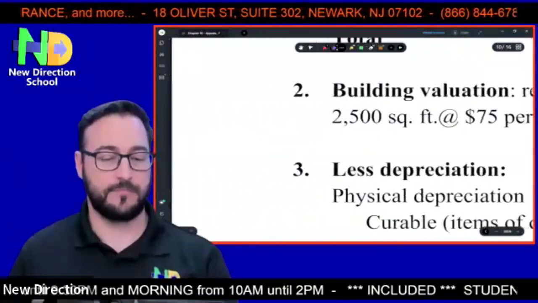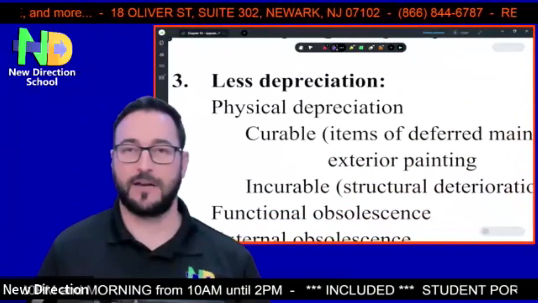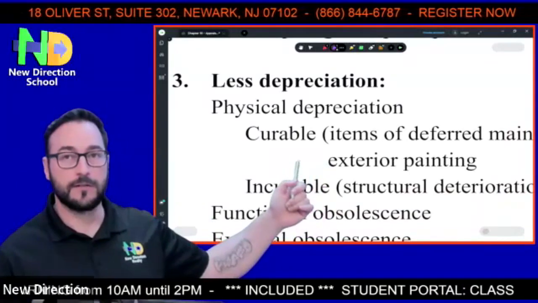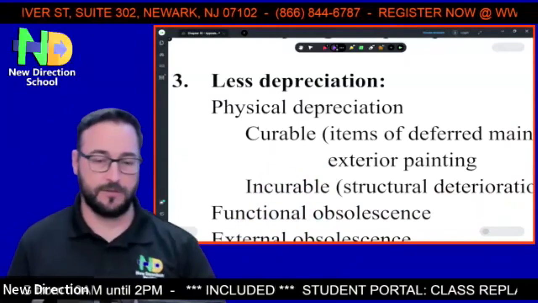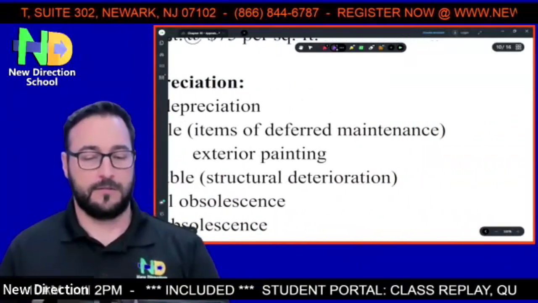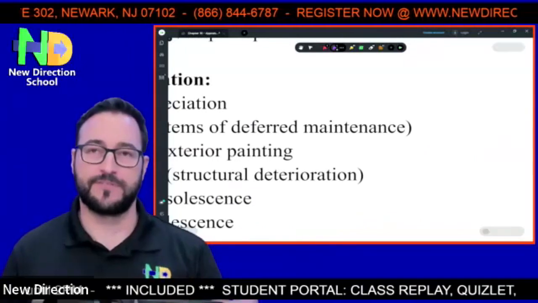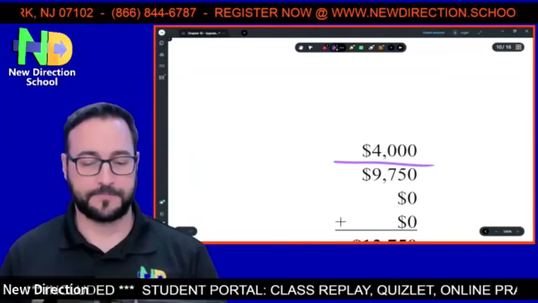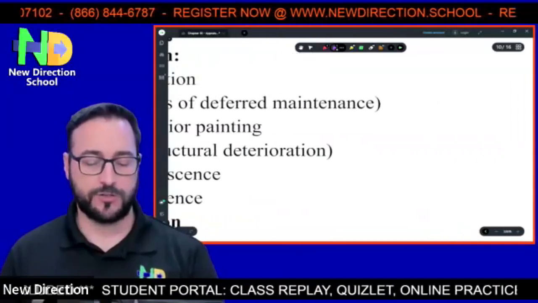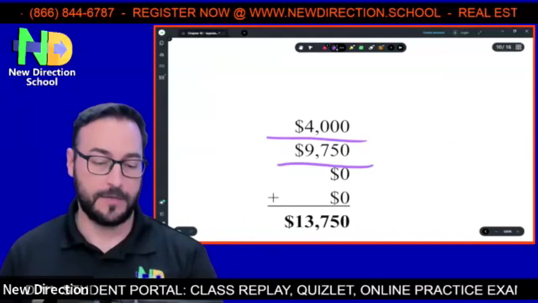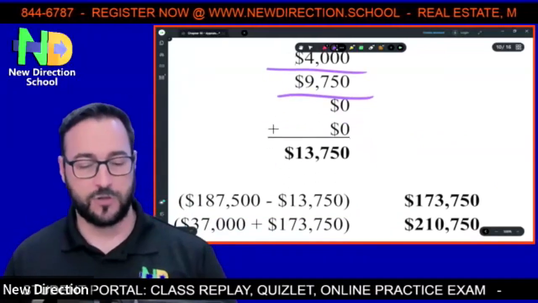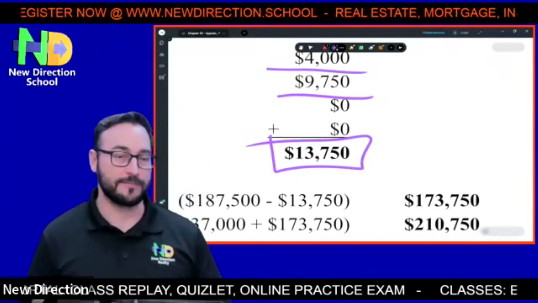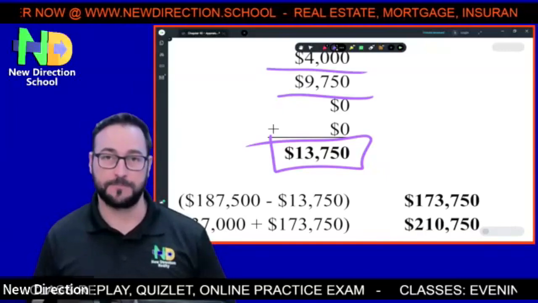But we need to look at the bad things of the property. That's called depreciation. Remember? Physical, right? We have physical, functional, external. Is it curable? So items of deferred maintenance, like exterior painting here, $4,000. Incurable, so structural deterioration, whatever it might be, $9,750. So we have to take $13,000 from the 187 to reach the building value.